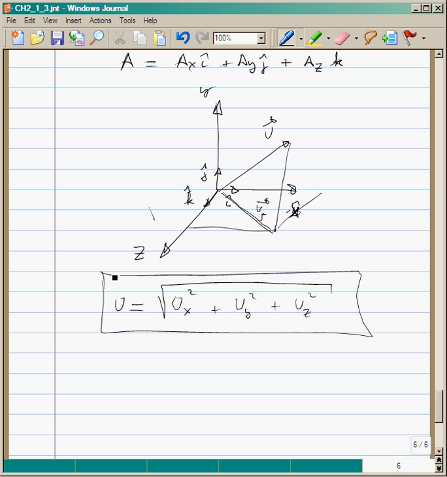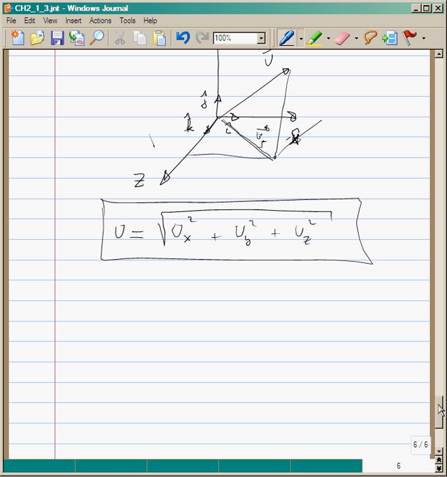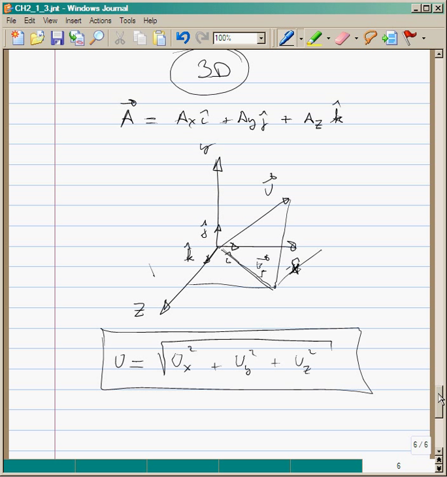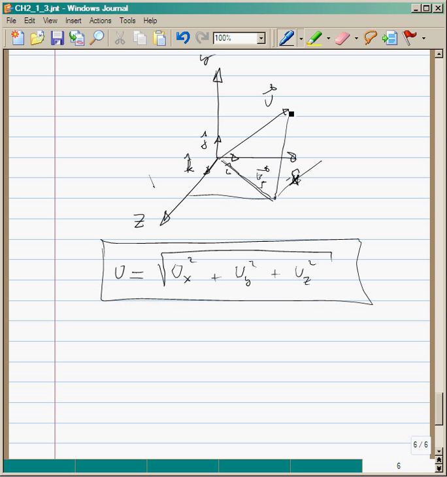Now for the angle, that's going to be a little bit different. In 2D we only have one angle, while in 3D obviously we have 3. One angle is going to be the angle between your vector and the x component. Let's call it theta x. The other angle will be the angle between your vector and the j component, theta y. And the third angle will be the angle between your vector and the z component, theta z.